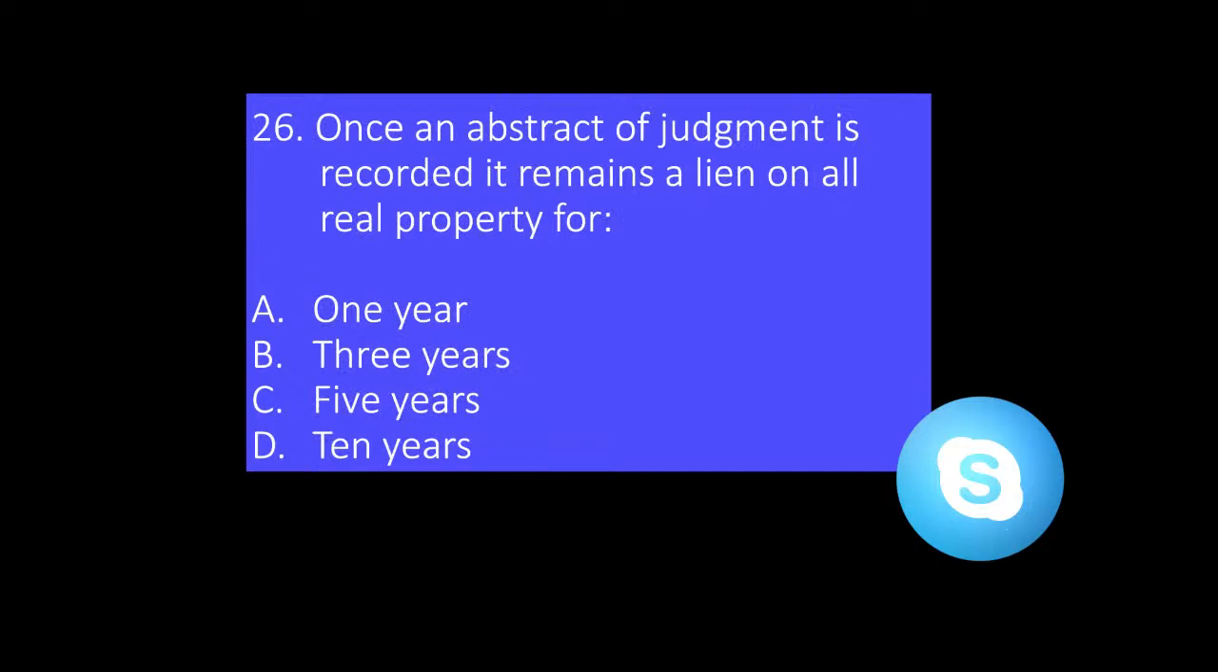Once an abstract or judgment is recorded, it remains a lien on all real property. Okay, 3 years. Either B or D, 3 years or 10 years. So I'll go for 3 years.